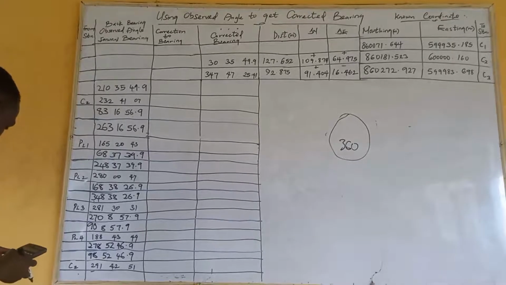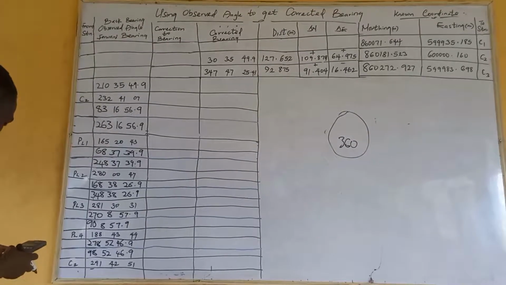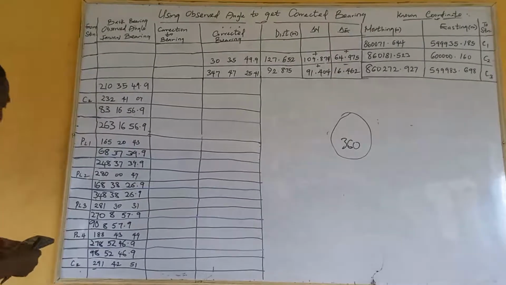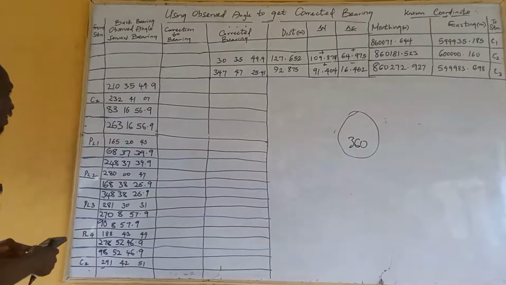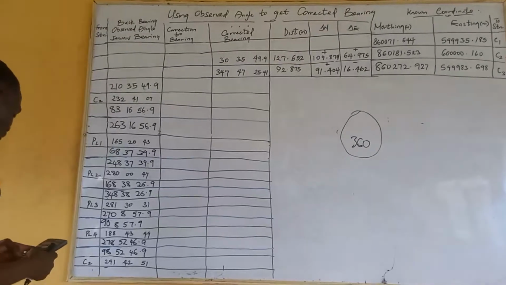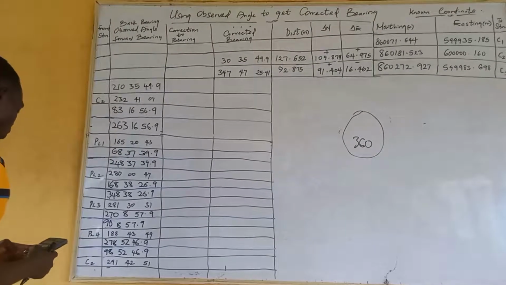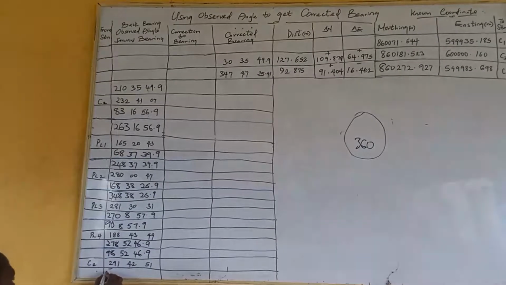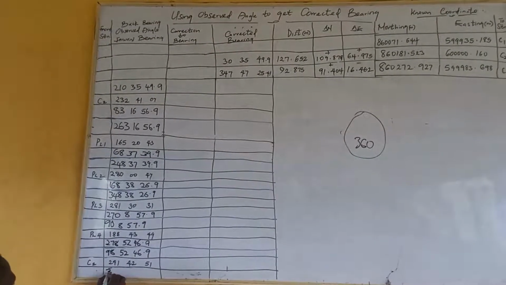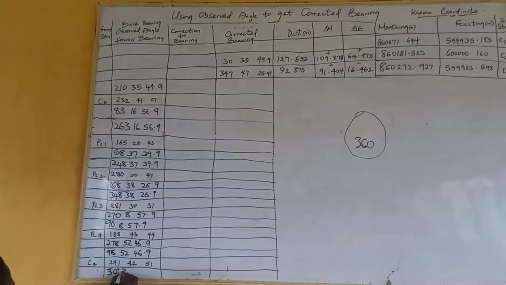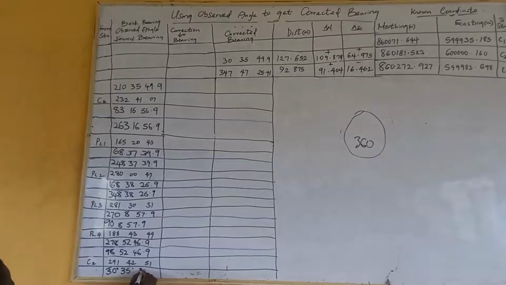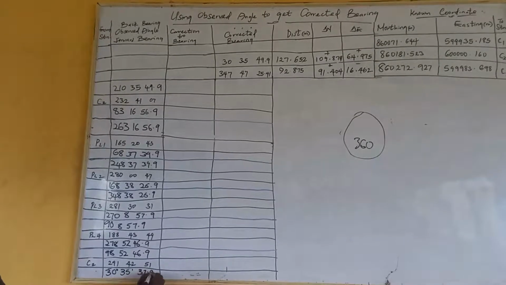Now you have these two together, plus 291 degrees 42 minutes 51 seconds. Now we have 390 degrees. So you subtract 360 from the value. After subtracting 360 from the value, we have 30 degrees 35 minutes 37.9 seconds.